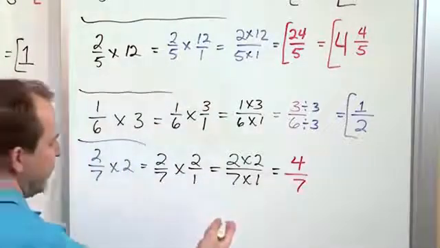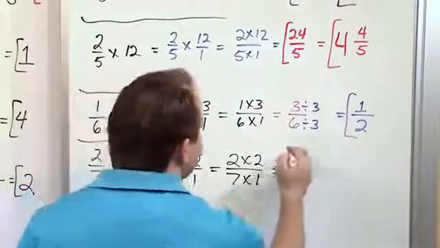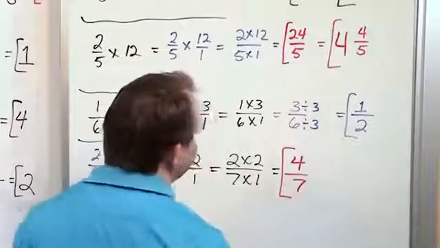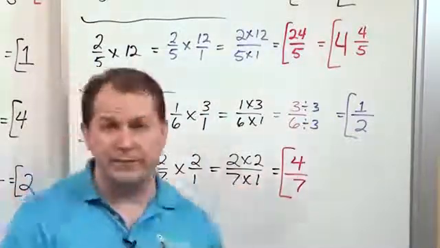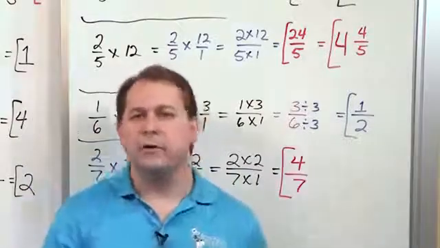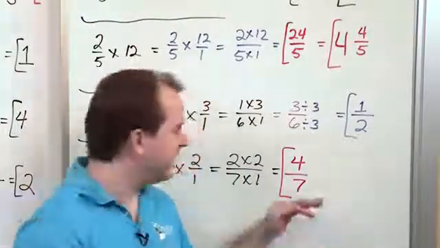And so you look at this and you say, can I simplify it any more? And the answer is you really cannot. 4/7 is the final answer. I cannot divide top and bottom by anything to simplify that. It's also not improper, so I can't really do anything with that. So this is the final answer.